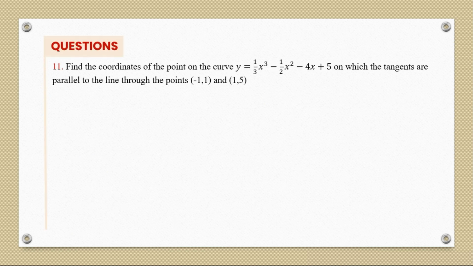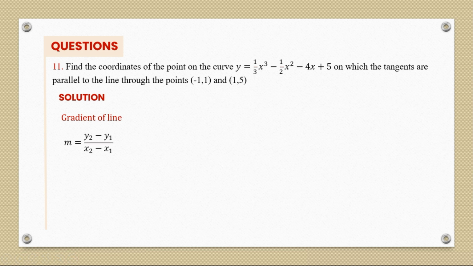Question 11. Find the coordinates of the point on the curve y is equal to a third x cubed minus a half x squared minus 4x plus 5, on which the tangents are parallel to the line through the points (-1, 1) and (1, 5). First of all, we've been told that the tangents are parallel to a certain line, and that line passes through 2 points. So we can first find the gradient of this line that they're parallel to, because we know the points which this line passes through.